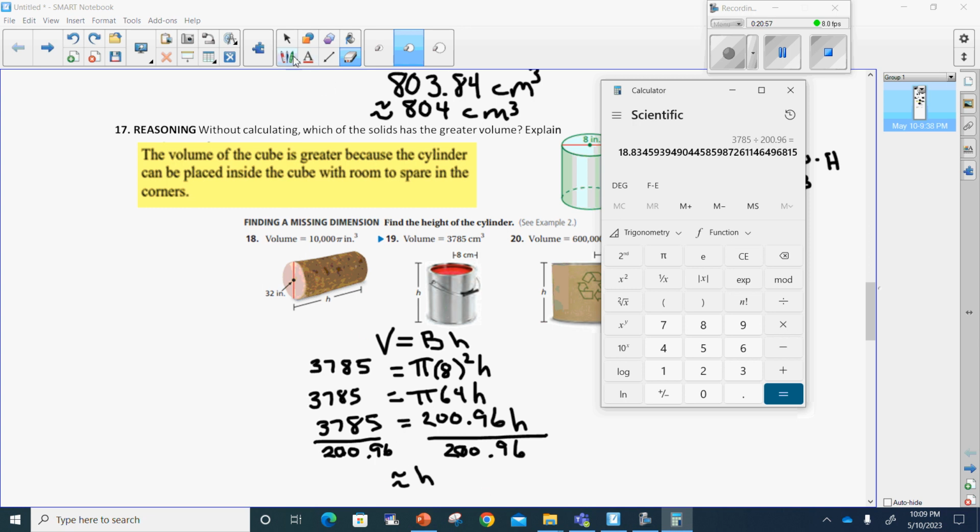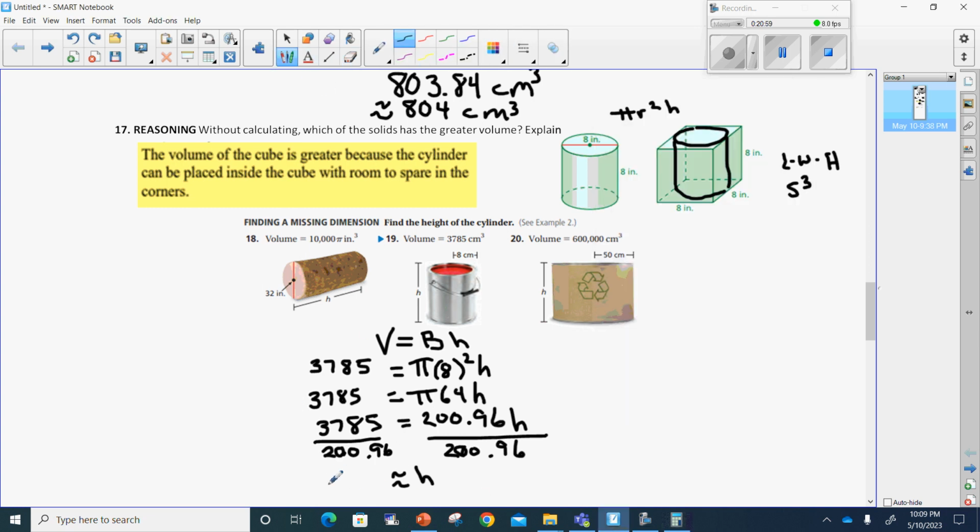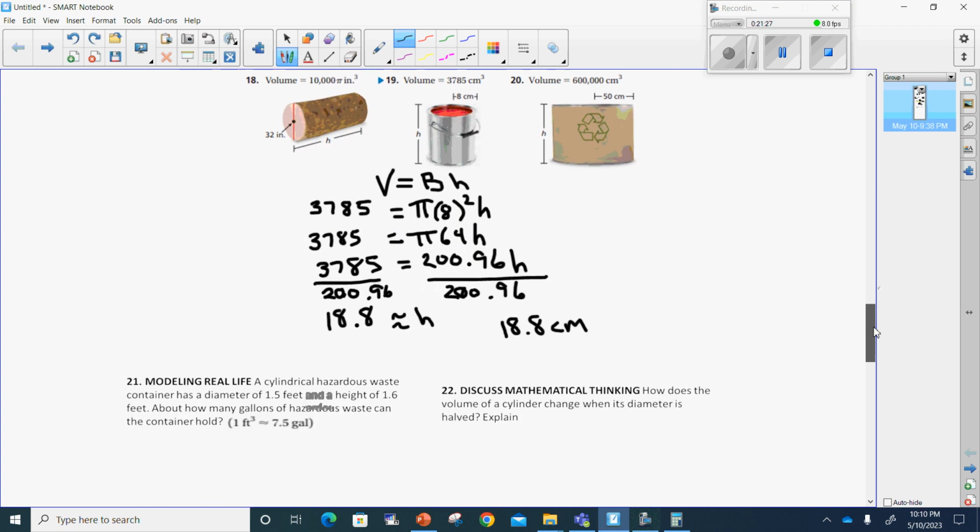So we'll just put that about 18.8. That's the height. Since we were talking about, let's see here, centimeters, this would be 18.8 centimeters. That's it, because we're talking height, one dimension. All right, let's move on down. You have number 20 to do.